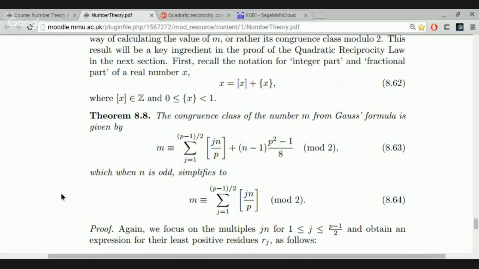Now the full-blown version of the formula looks like that.